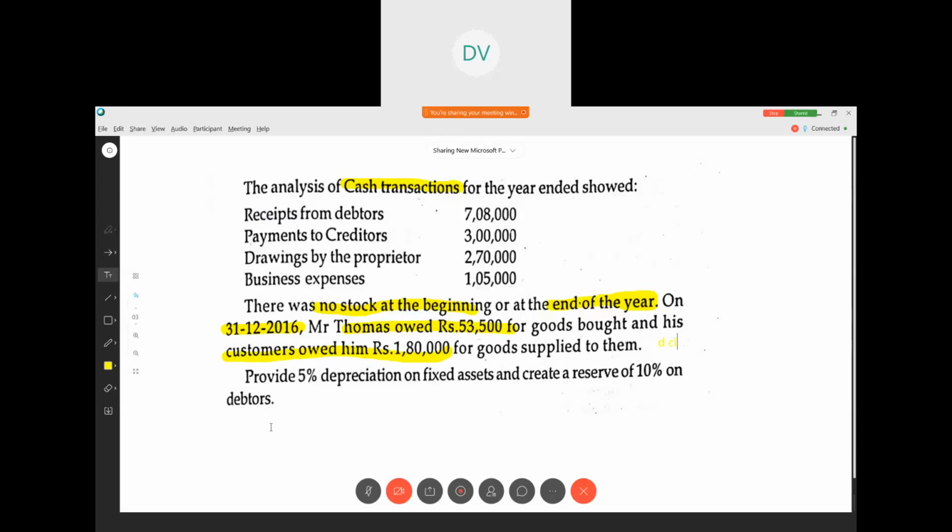What is this? Where are we supposed to write? In the balance sheet. So in the balance sheet we have to write. This is clear, right? Receipts from debtors, debtors account; creditors, creditors account. This one, proprietor drawings, balance sheet; business expenses, again we have to write, where? Profit and loss account we are writing. Clear?